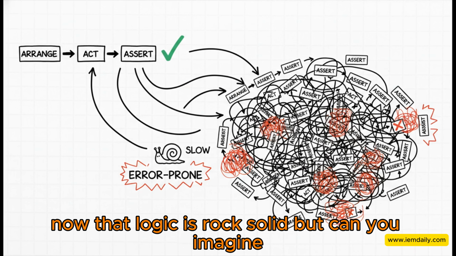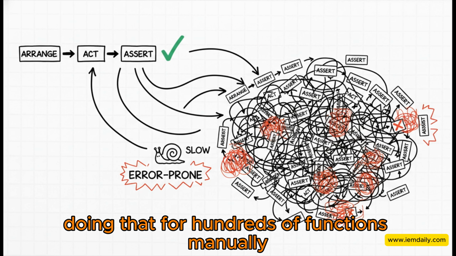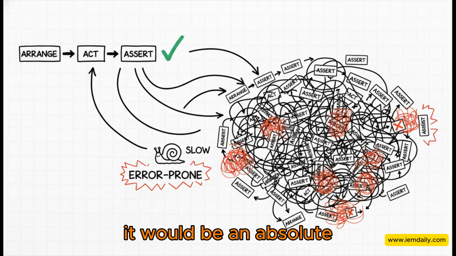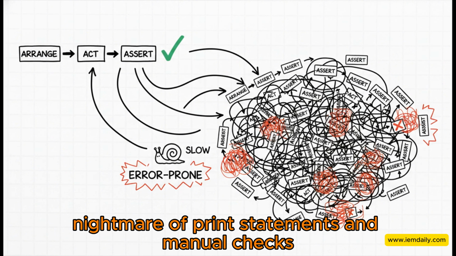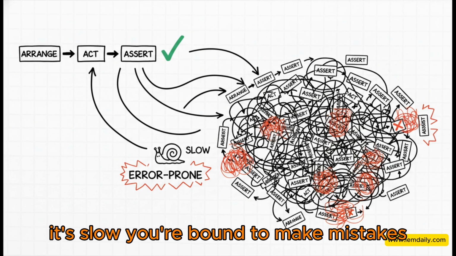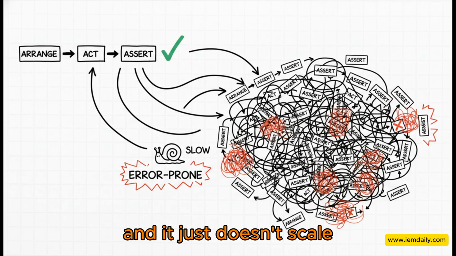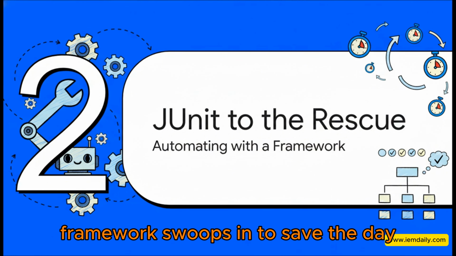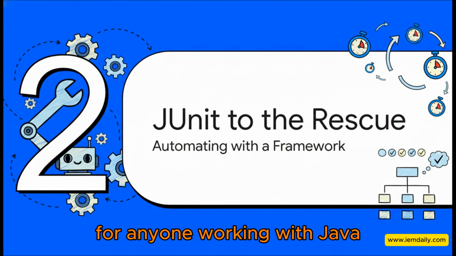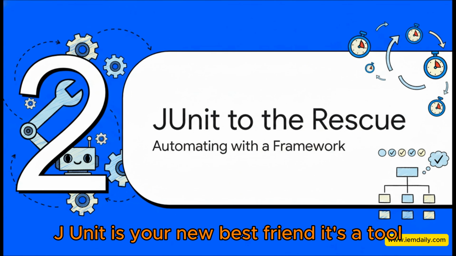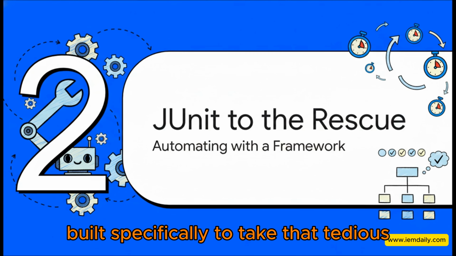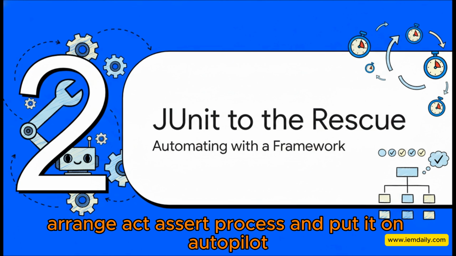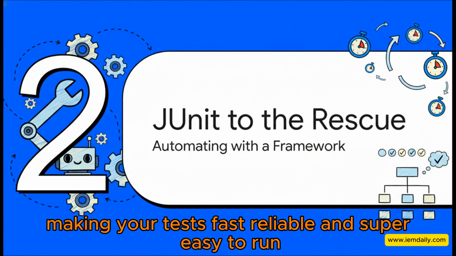But can you imagine doing that for hundreds of functions manually? It would be an absolute nightmare of print statements and manual checks. It's slow, you're bound to make mistakes, and it just doesn't scale. We need a much better way. And that is where a testing framework swoops in to save the day. For anyone working with Java, JUnit is your new best friend. It's a tool built specifically to take that tedious arrange, act, assert process and put it on autopilot, making your tests fast, reliable, and super easy to run.